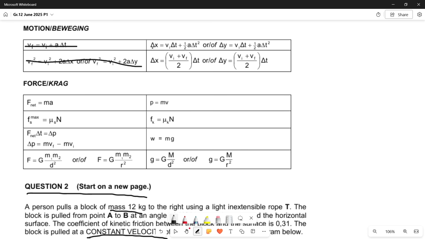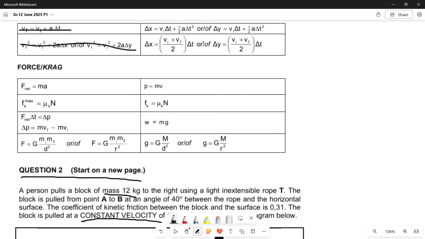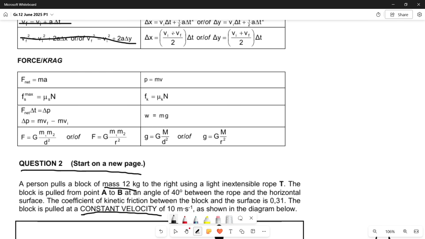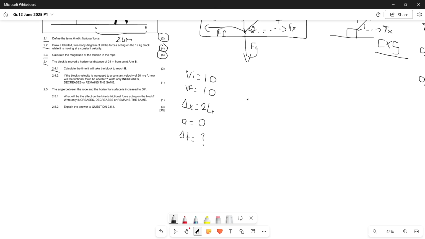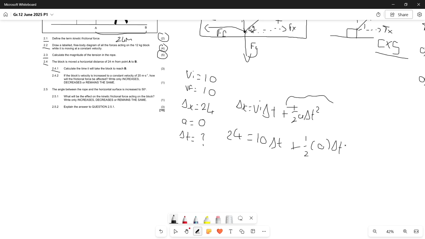So I'm going to go ahead and write our delta x equals vi times delta t plus half a delta t squared, and then we can go ahead and solve that, or we can use this formula as there's no change in acceleration. Over here we have delta x equals vi delta t plus half a delta t squared, and then our delta x over here is 24, our vi is 10, delta t is what we want, plus half a is 0, so this whole portion of the sum is just going to disappear.